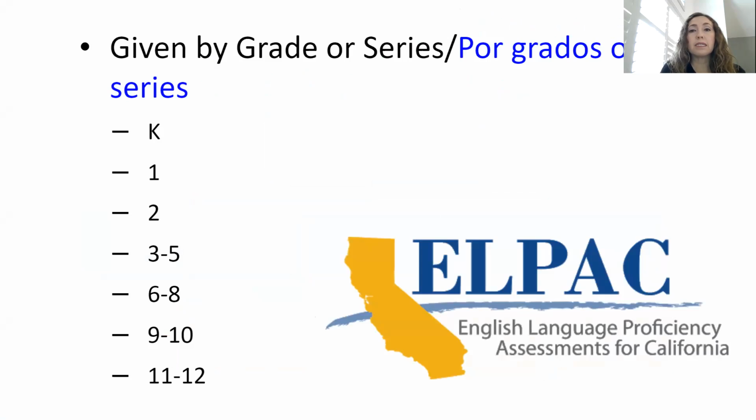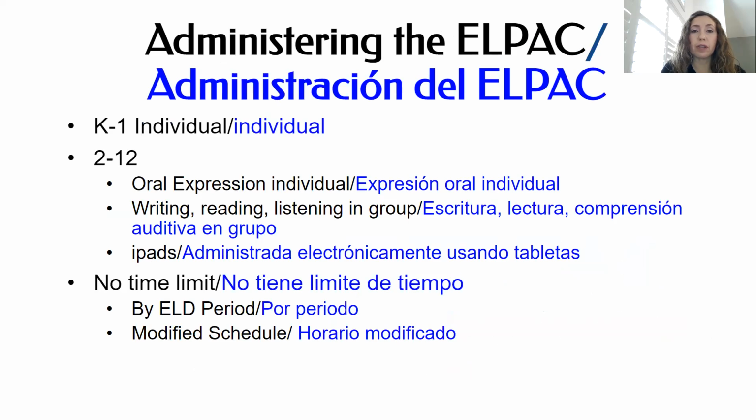The test is given by grade bands. There's one specific test for kinder, one for first, one for second, one test for grades 3rd through 5th, one test for grades 6th through 8th, and so forth. So this means for our school, it is the same test that we give in 6th grade, 7th grade, and 8th grade. And students will only stop taking the test once they meet criteria in those different areas.